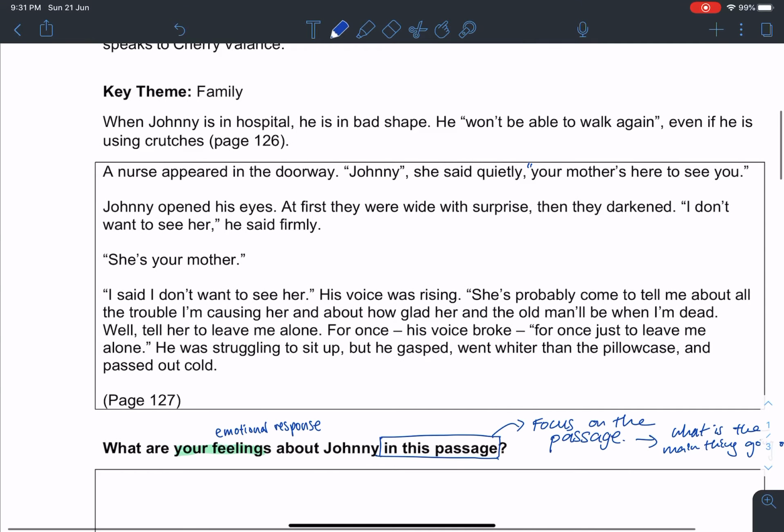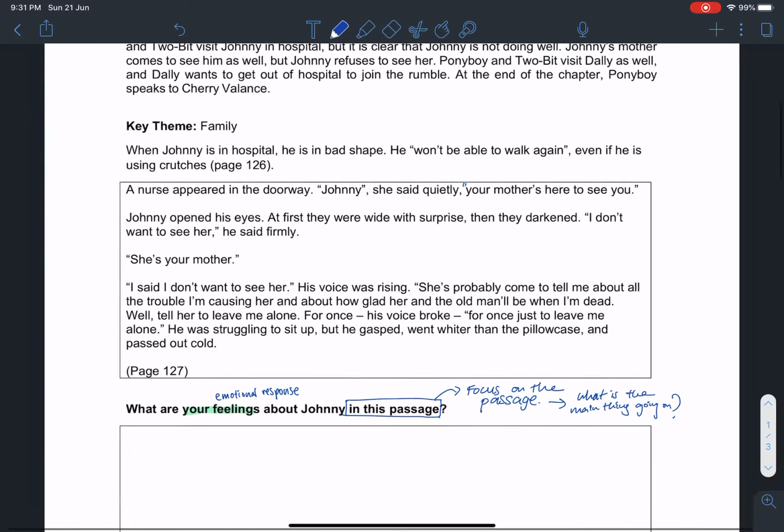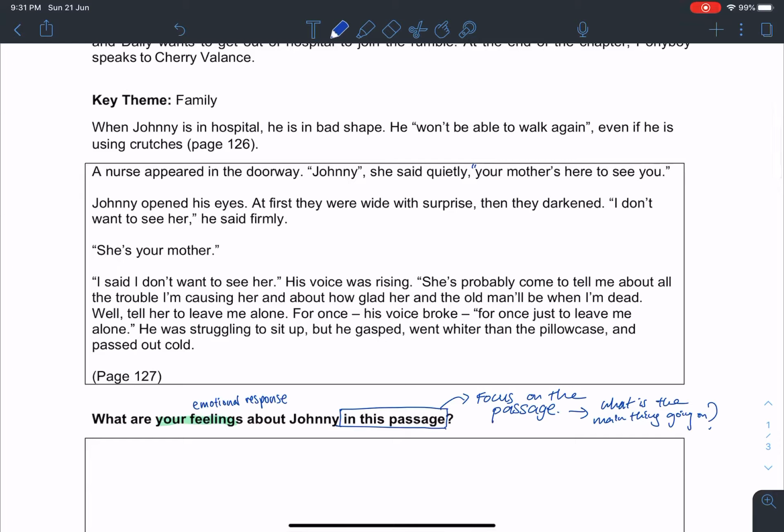Then the nurse says, "She's your mother." She seems to assume that Johnny wants to see his mother. And we see that Johnny's reaction is rather violent, right? So I would say that Johnny's reaction is very intense. Okay, and I know that he doesn't want to see his mother. So I would start looking at all the things which tell me about Johnny.